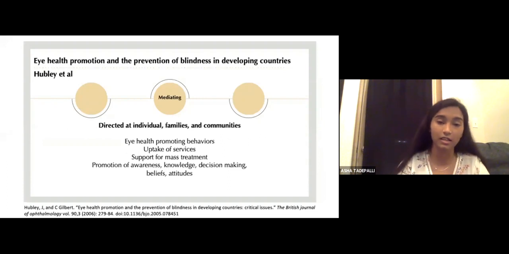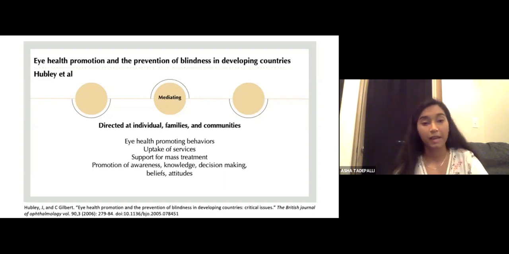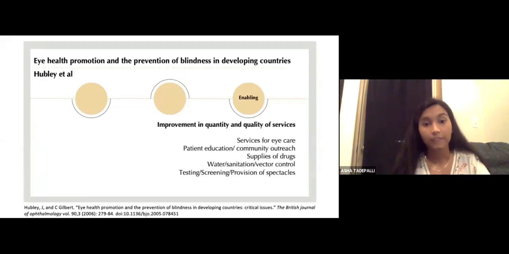Second, looking at mediating, this is more at the individual, family, or community level, where there was education about eye health promoting behaviors, uptake of services, support for mass treatment, promotion of awareness, knowledge, decision-making, beliefs, and attitudes. And then finally, enabling.